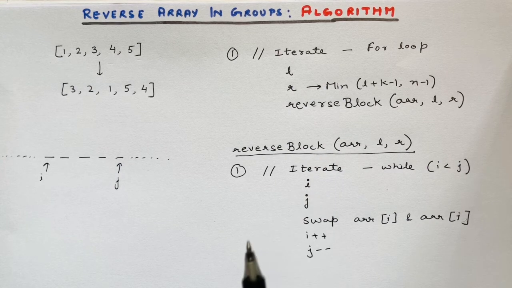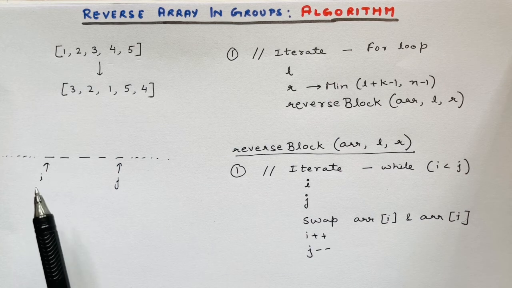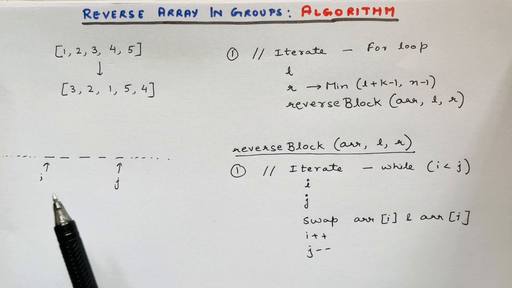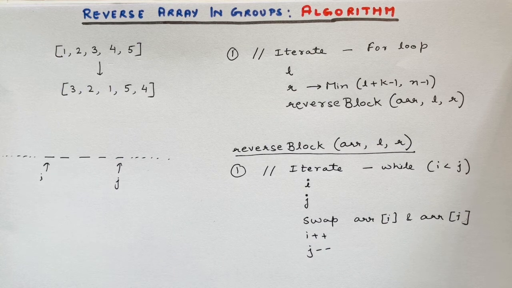Now how will the algorithm for this look like? Reverse block. In this also we have to iterate, right? And in every iteration we have an I and we have a j. We will swap these elements arr[i] and arr[j] and move the pointers accordingly. And this will be a while loop till I remains less than j.